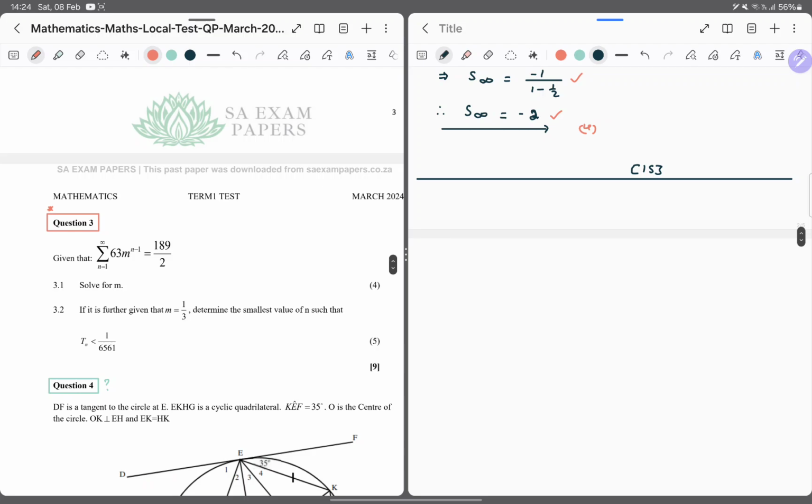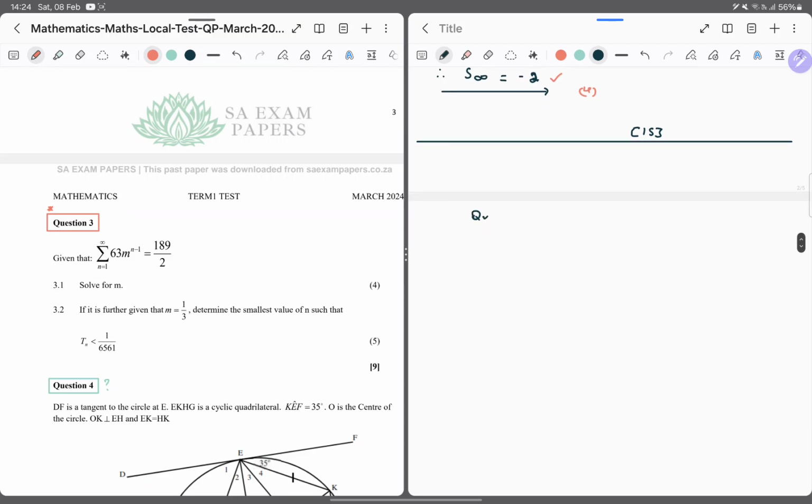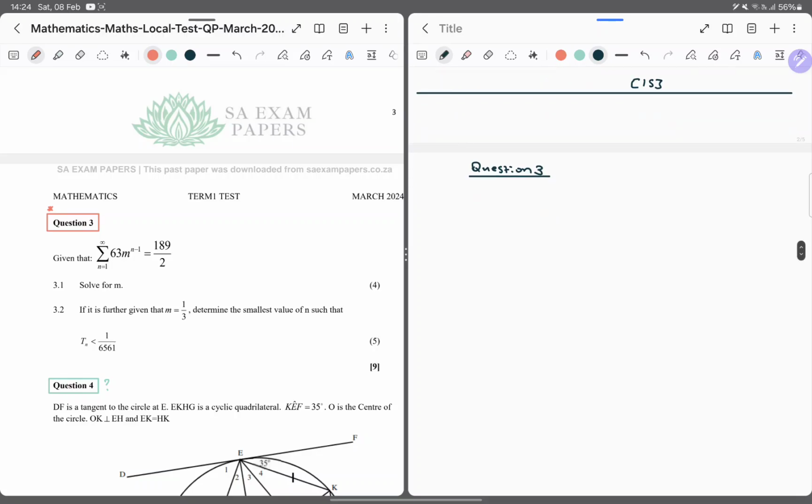Question 3. Now, I didn't speak about sigma notation, but we're going to talk about it now. We are given the sigma with n starting from 1 to infinity of this general term, 3m to the exponent n minus 1, and we are told this is equal to 189 over 2. So that's the sum, essentially. Great, and now we need to solve for m.